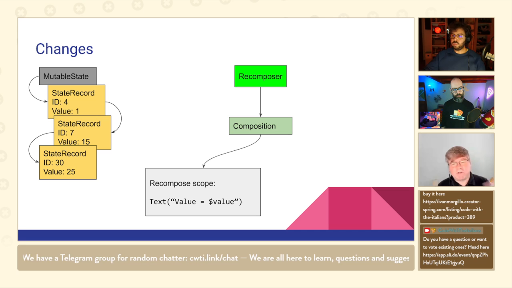So snapshots are completely independent of composition. In fact, the way it's written is that snapshots are completely independent of everything else in Compose. And everything is kind of built on top of snapshots as a fundamental principle. And then the recomposer will hook into the snapshot system for notifications.